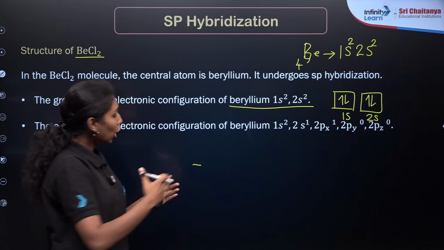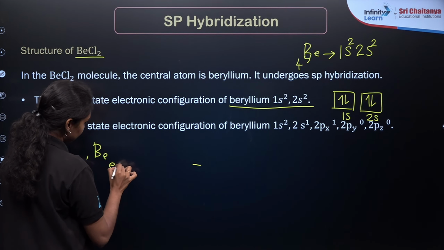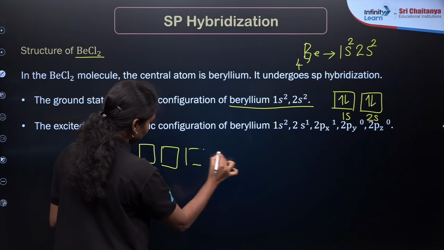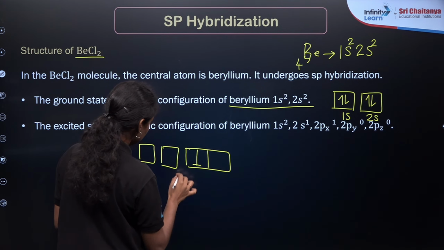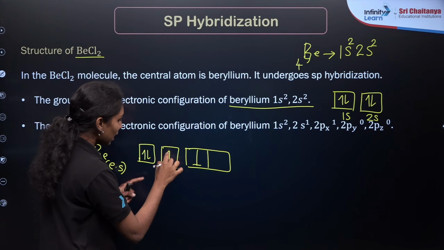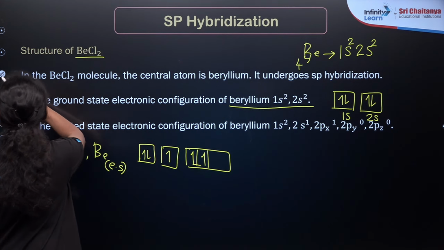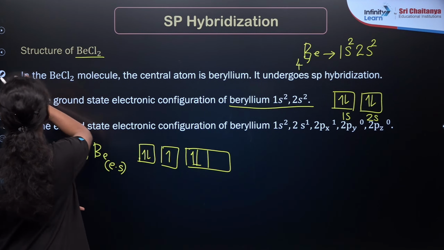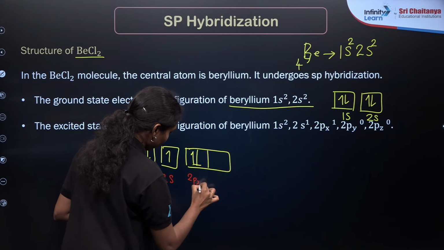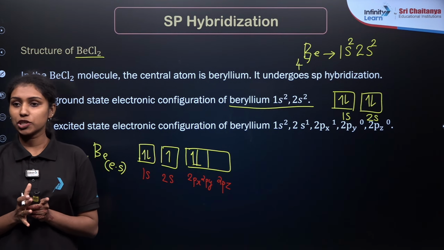This is the representation. Now, if beryllium undergoes excitation, it is in the excited state. What is happening here? This is 1s2, 2s, 2p. 2p means 3 orbitals are present: px, py and pz. One of the electrons from the 2s orbital will be excited to the 2px orbital, right? Is the point clear to everyone?